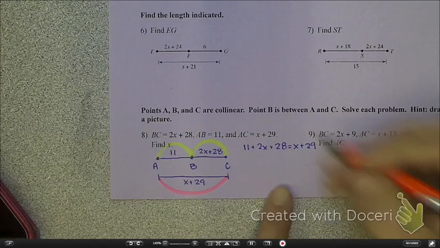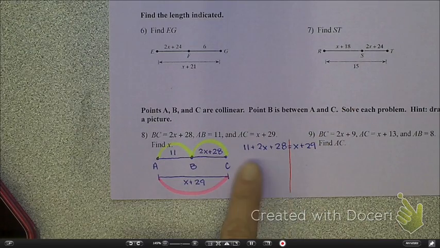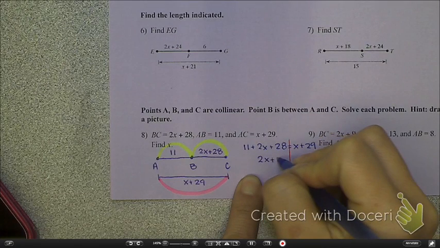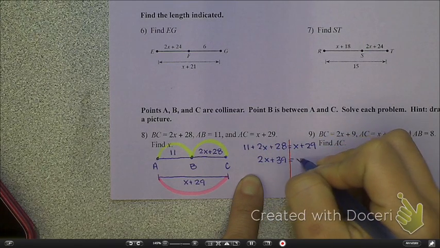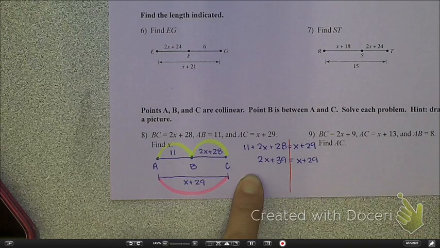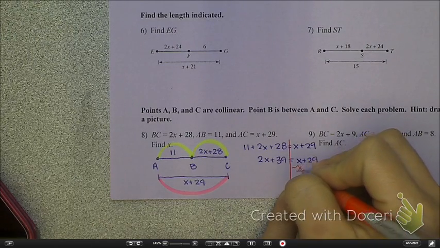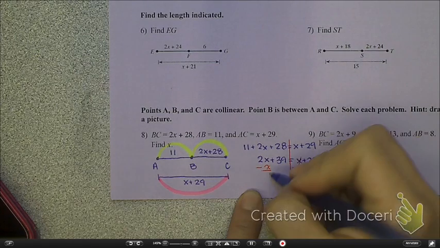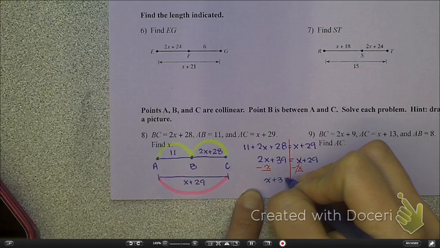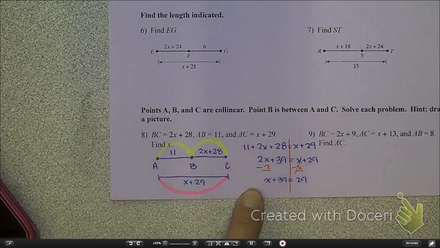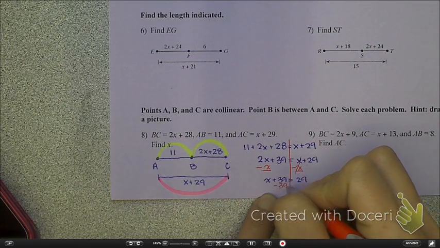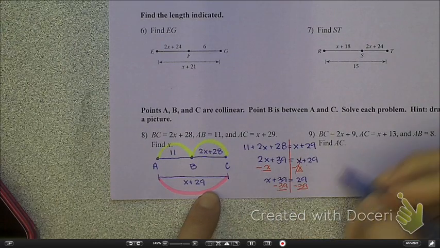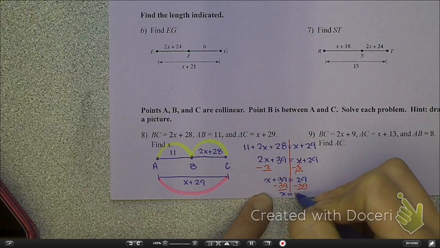Okay, and now all I'm going to do is solve this equation. So I'm going to combine my like terms here, 11 and 28. That gives me 39. And now I want to start moving my variables to the same side of the equation, so I'll subtract x. So I get x plus 39 equals 29. And last, I'll subtract 39 to get all my numbers onto the same side. So for my final answer here, I'm getting x equals negative 10.